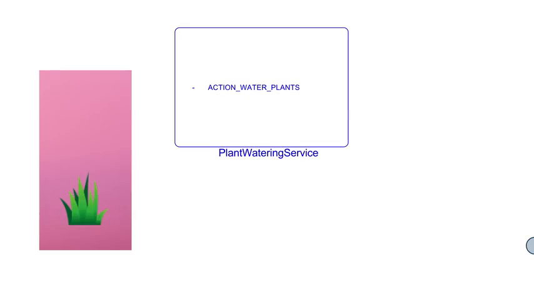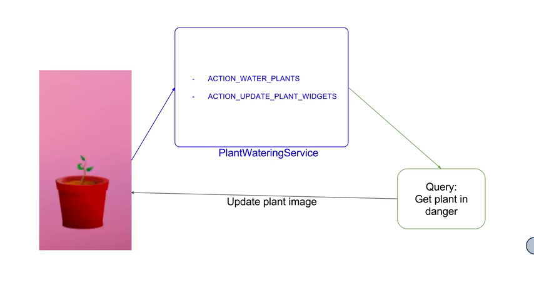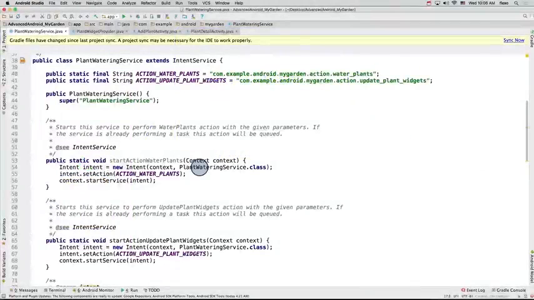To do so, we'll need to create a new action in the watering service that runs a database query, and then gets the plant closest to dying, and then updates the widget image to display that plant. Adding the update action to the service should be very similar to what we've done with the watering plant action in the previous exercise. So first, we need to add a new string constant to define the new action.